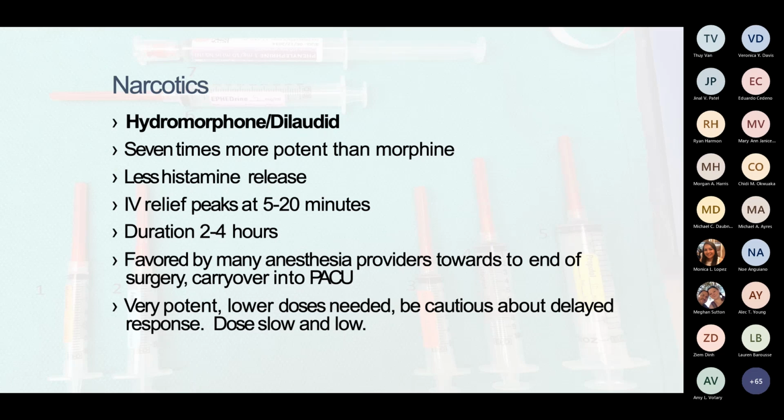The other thing is when you start looking at what PACU orders you're going to write for patients, be familiar with the practice there. Some places they'll use Dilaudid for everything. They may use significantly lower doses than we do. It's not uncommon for them to administer like 0.2 or 0.1 milligrams at a time and see how the patient does and go from there.